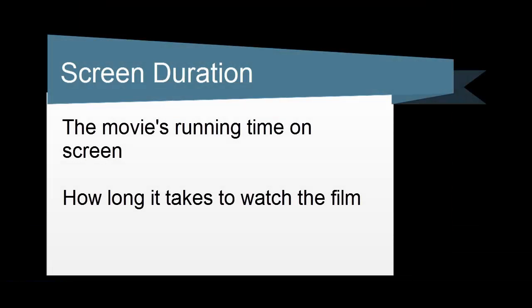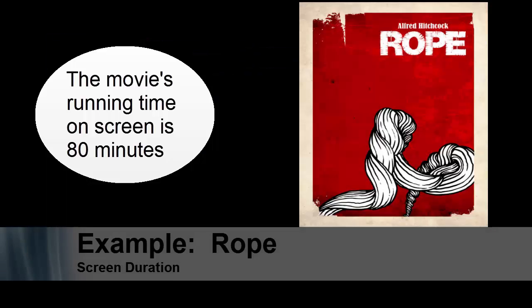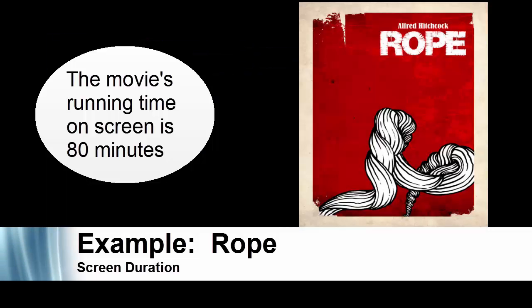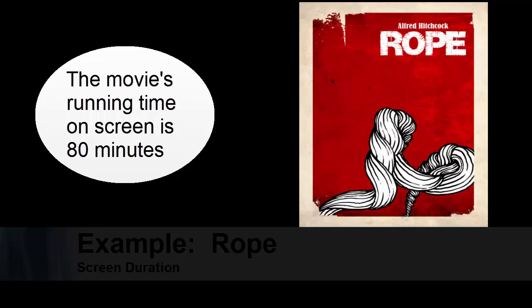Screen duration involves the movie's running time on screen. In other words, it's how long the film is. It's how long it takes to watch the movie. Hitchcock's Rope, the running time is 80 minutes. Therefore, the screen duration for Rope is 80 minutes. This is a no-brainer. Screen duration equals the length of the film.